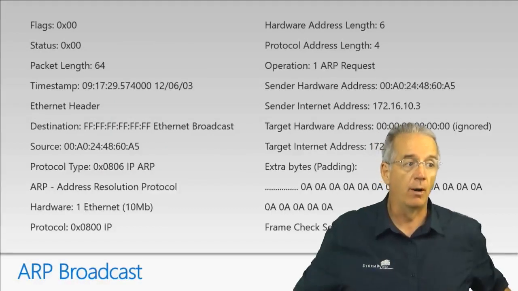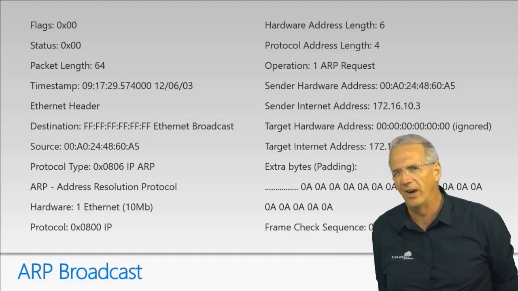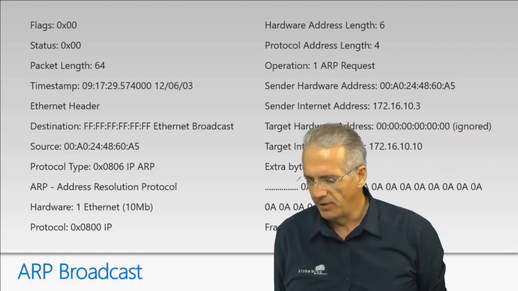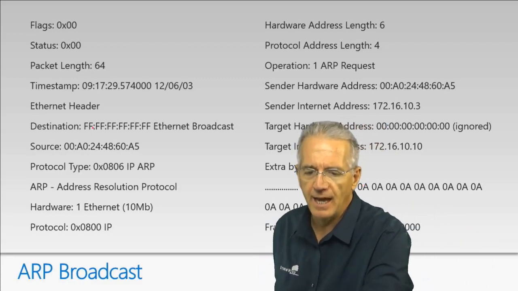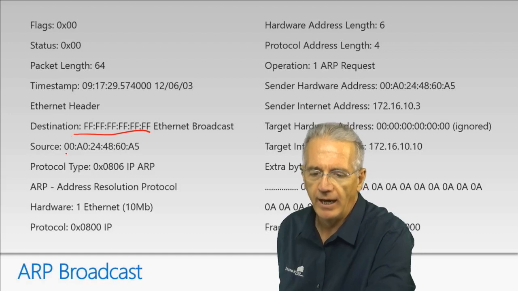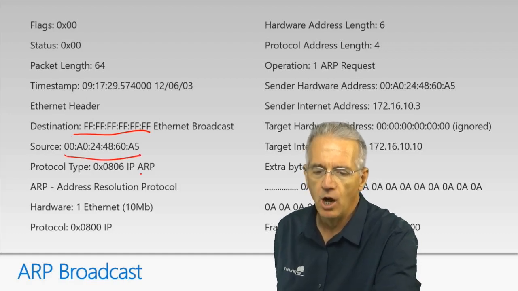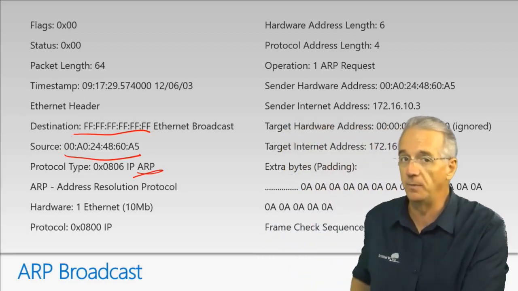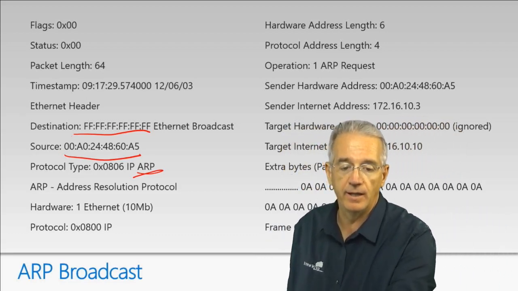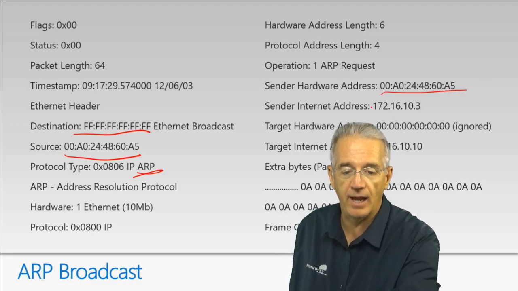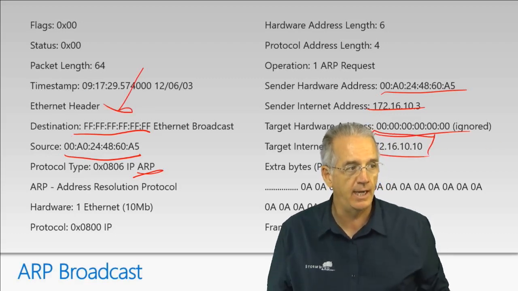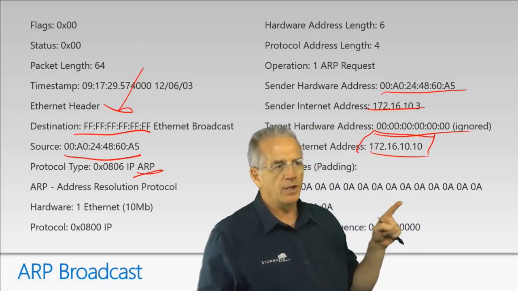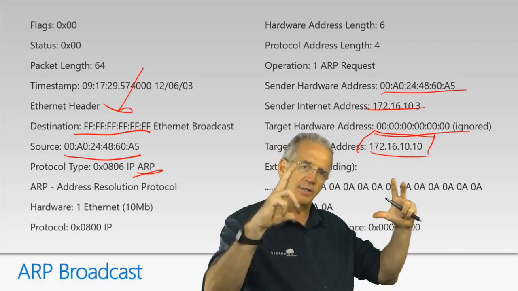So here is an ARP broadcast. This is a packet sniff. It's in a weird format, but it's the same thing that we have over on pages 196 and 197. Notice that we have the destination of all ones. Here is the source MAC address. We identify the layer 3 protocol, which is going to be ARP. And then away we send it out. And we tell you my address and the sender's address. The target address we're going to ignore, even though the destination is all ones. And the IP address we're looking for is 172.16.10.10.